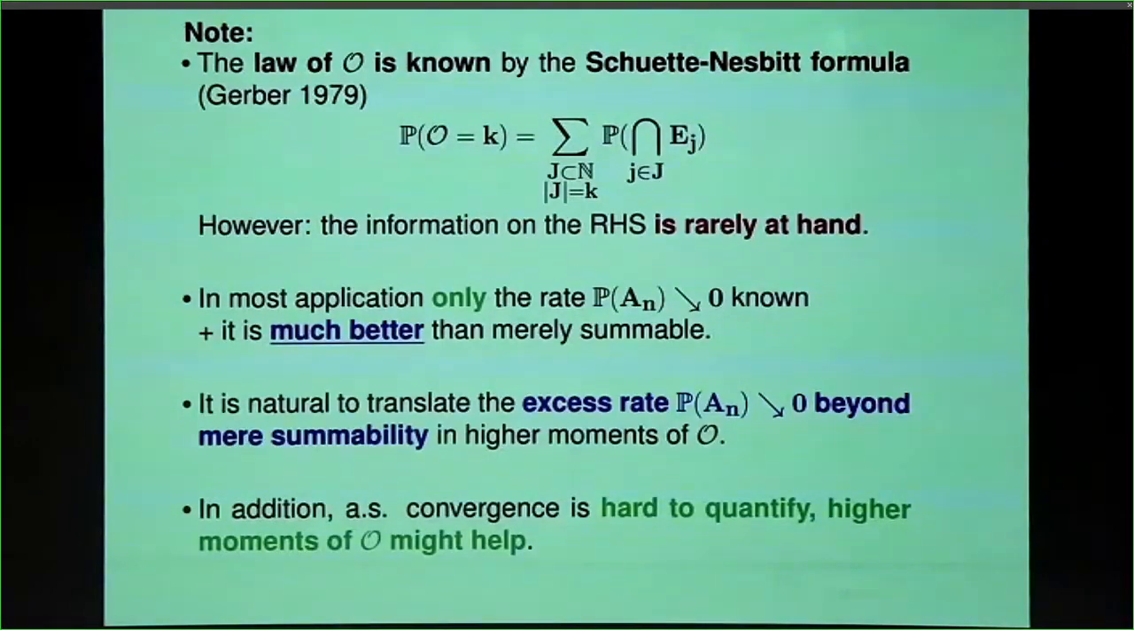Nevertheless, the only thing in order to have something like O finite is that this is going to zero fast enough. But typically in applications, it's not only merely being summable, excuse me, but it's going to zero much faster. Typically it goes to zero, for example, at an exponential rate or something which is very good.